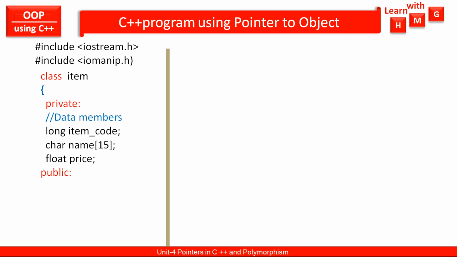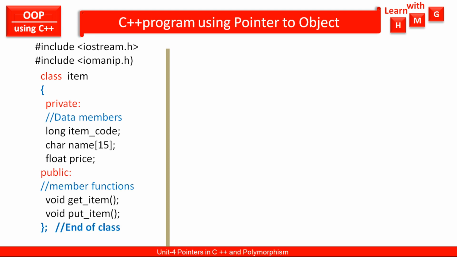Now in the public section, let us declare the member functions of the class. First member function is getItem, second member function is putItem. Both member functions do not accept any arguments and do not return any value. The getItem function is used to get or accept the values of data members, and putItem will be used for displaying the values of data members of the class. End of the class.